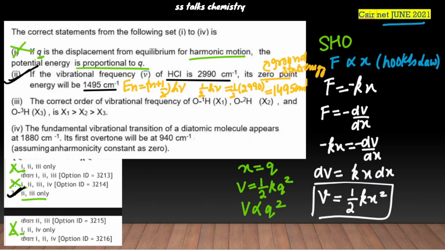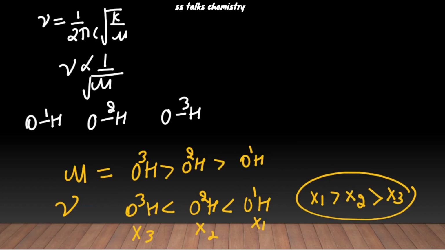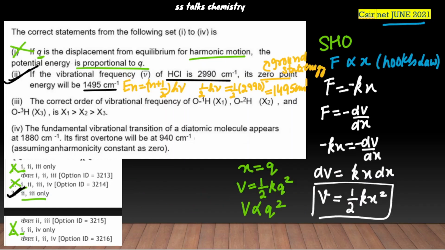So let's see from the statement. The correct order of the vibrational frequency is x1 greater than x2 greater than x3. This is what we got, so that means this statement is also the correct one.